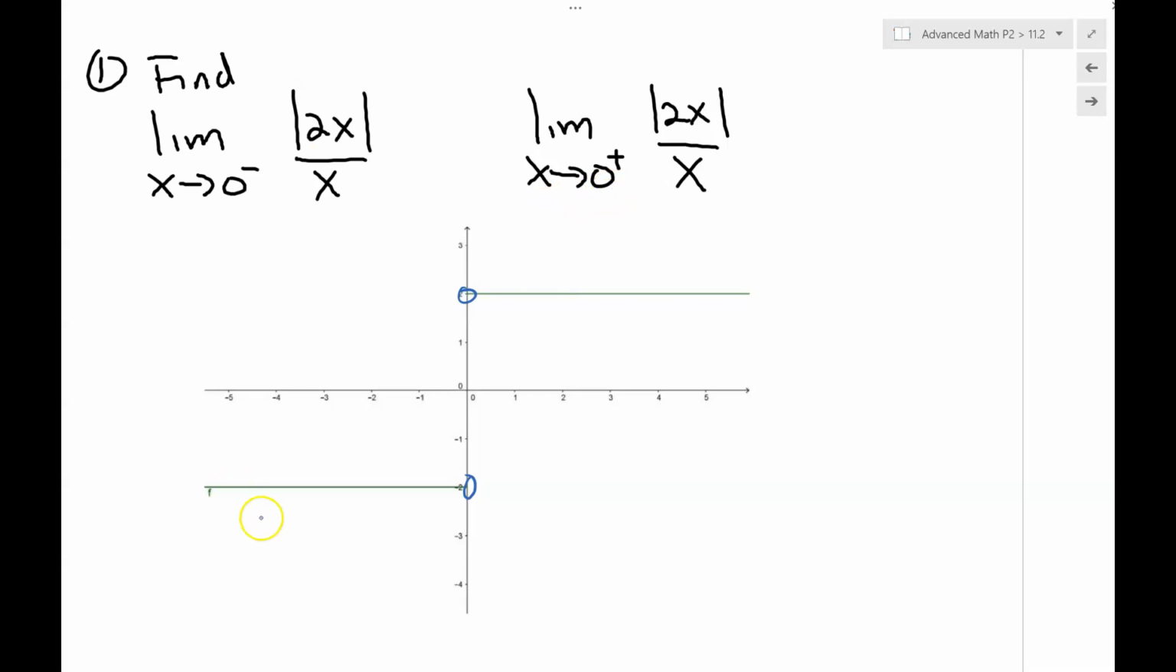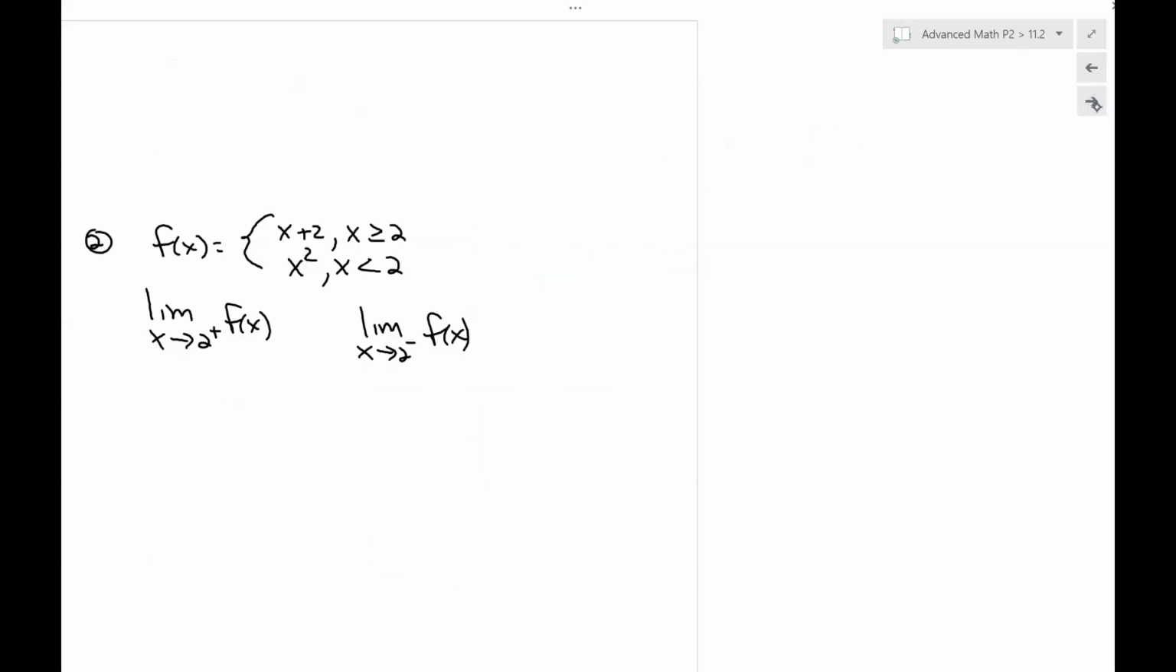So on the left, here's my left, here's 0. This line right here is 0. As I approach it on the left, what number am I approaching? In this case, that is equal to negative 2. And then this one's on the right. As I approach from the right, what am I approaching? In this case, that is 2. Okay, so that's the idea. You're going to look at two different limits here. Maybe this next one will make a little more sense.